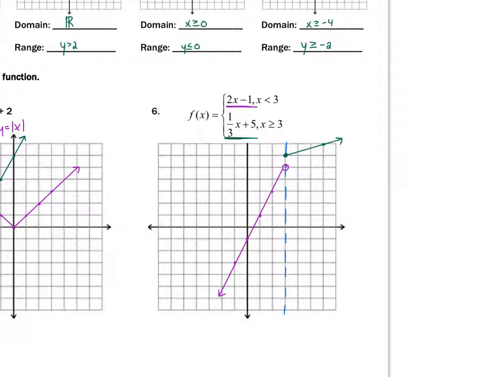Up 1, right 3, that gets us to our break line. This is a solid dot because our inequality has the equal to part. If we go 1 point past that, up 1, right 3, that's our second point. Even though we used the y-intercept to help us find this equation, we don't graph the y-intercept because it is to the left of our break line. The 1/3 x plus 5 piece only exists to the right of our break line, so we only use those 2 points.